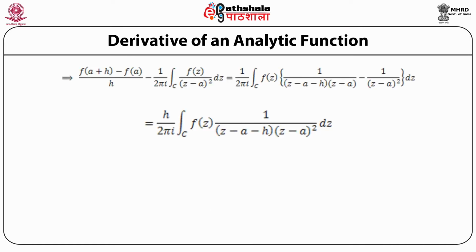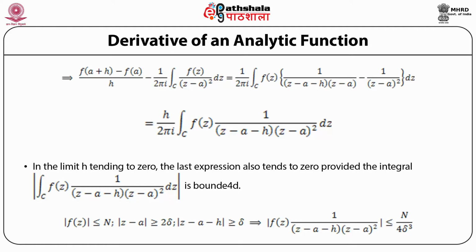This implies that (f(a plus h) minus f(a)) divided by h minus 1 divided by 2 pi i times the integral along C of F(z) divided by (z minus a) whole squared dz equals 1 divided by 2 pi i times the integral along C of F(z) times (1 divided by ((z minus a minus h)(z minus a)) minus 1 divided by (z minus a) whole squared) dz, which is further equal to h divided by 2 pi i times the integral along C of F(z) times 1 divided by ((z minus a minus h)(z minus a) whole squared) dz.